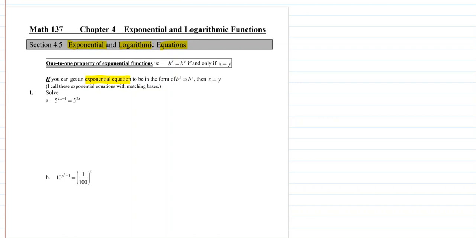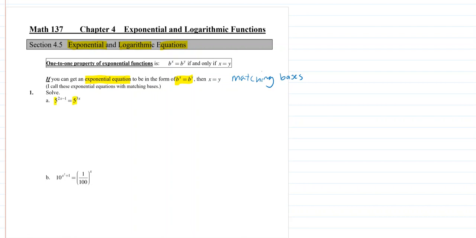The first type is if you can make your equation look like this, matching bases on both sides with possibly different exponents on them. So I will call this type the matching bases type. Look at these equations that you see here. In the first one, you can clearly see that both have base 5.